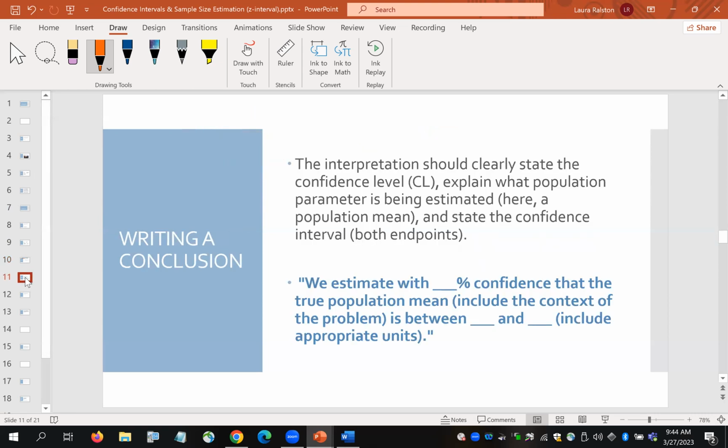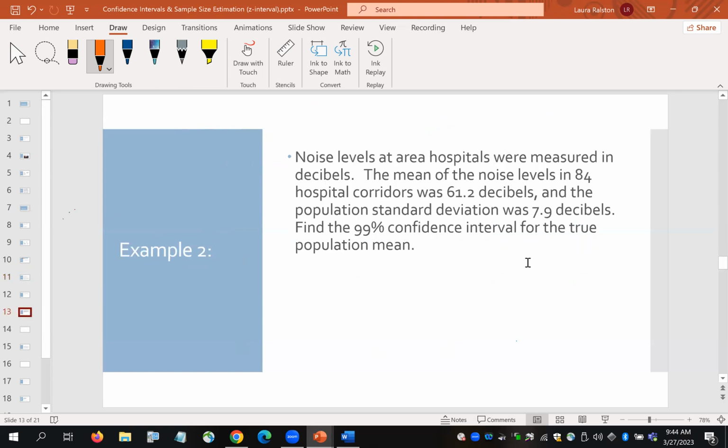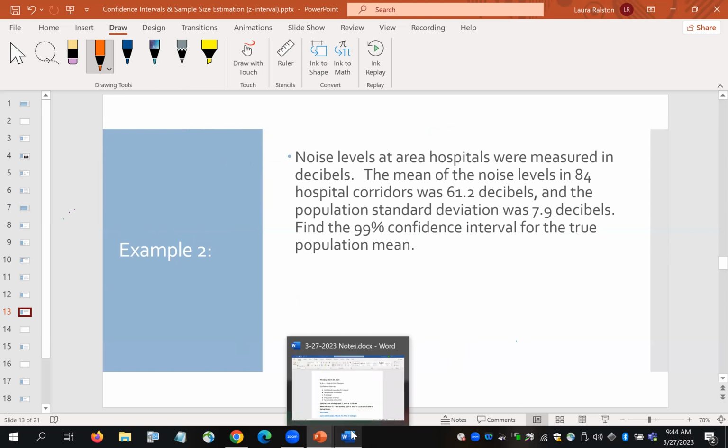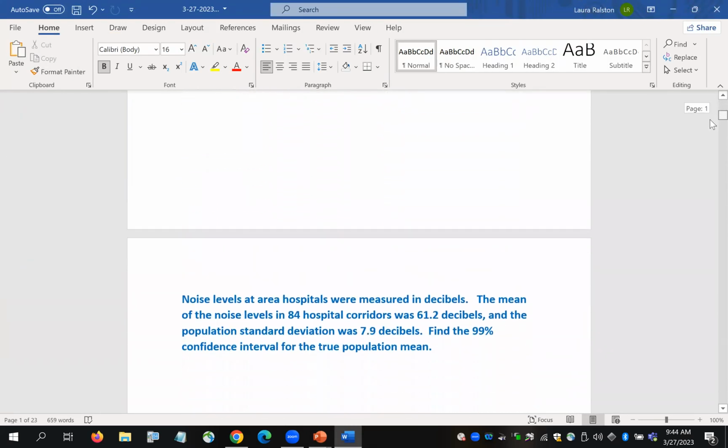Also, I gave you basically the phrasing that you will use each time you write the conclusion. That is on slide 11 of the PowerPoint. And we're going to pick back up with example number 2. We did example 1 last week at the end of class. So I moved these over to the Word document just because it's a little bit easier to deal with them in the Word document.